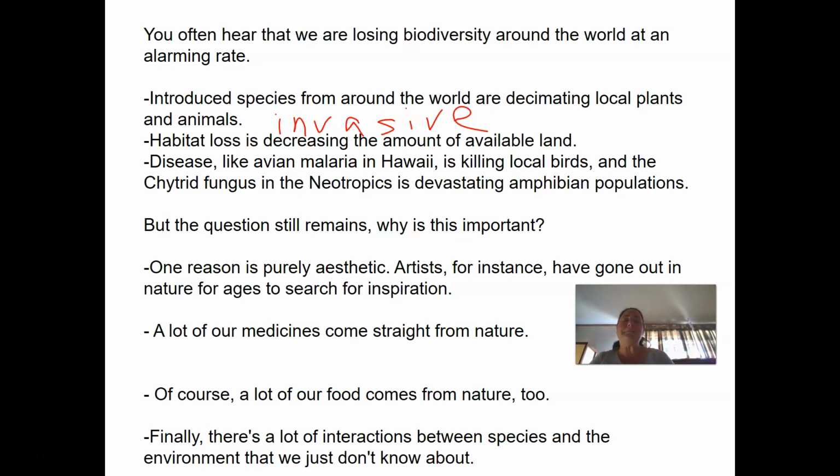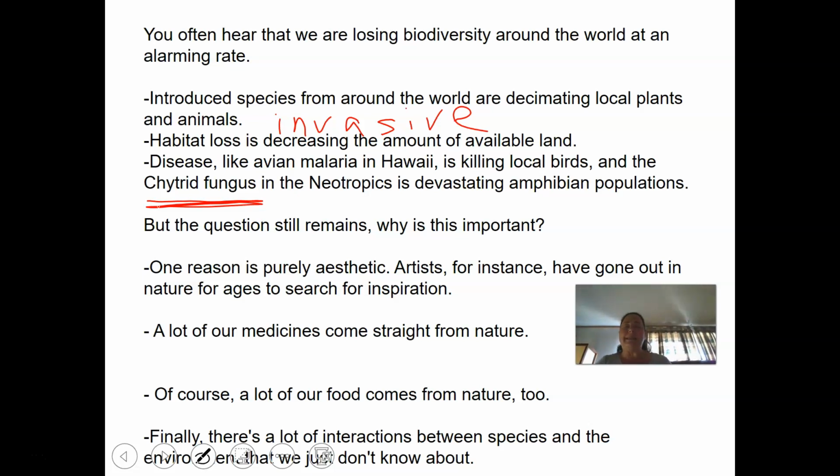Habitat loss is decreasing the amount of available land because we're destroying our rainforest, for example, to use for agriculture and other things. Diseases like avian malaria, avian means bird, so avian malaria in Hawaii is killing local birds. And there is a fungus called a chytrid in the neotropics that is devastating amphibian populations. If you don't know what the neotropics are, it's really, really happening to a large degree in Africa.